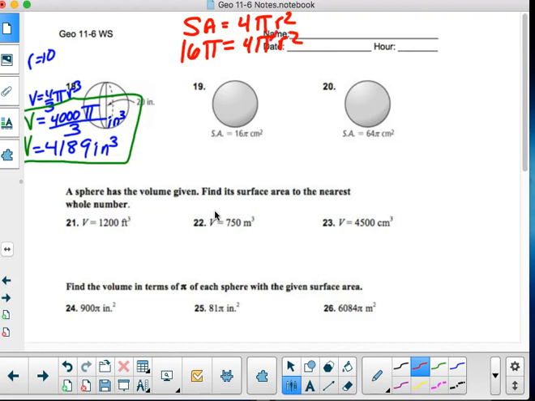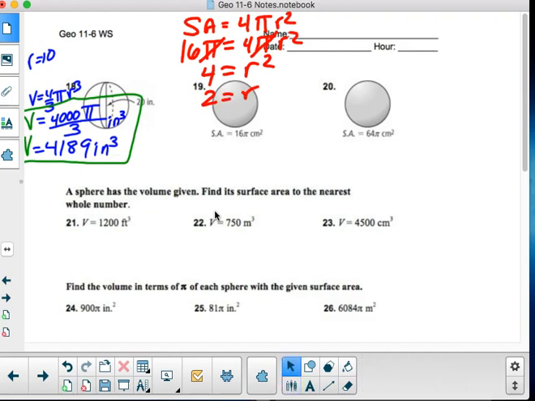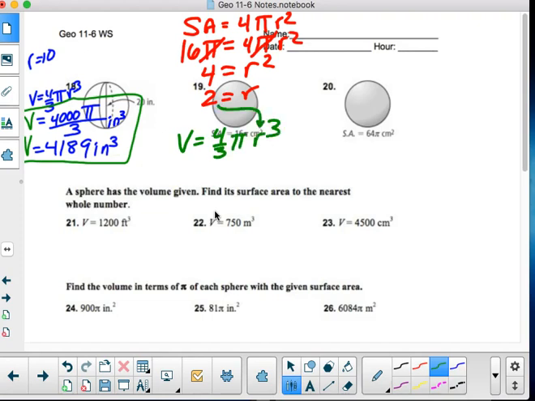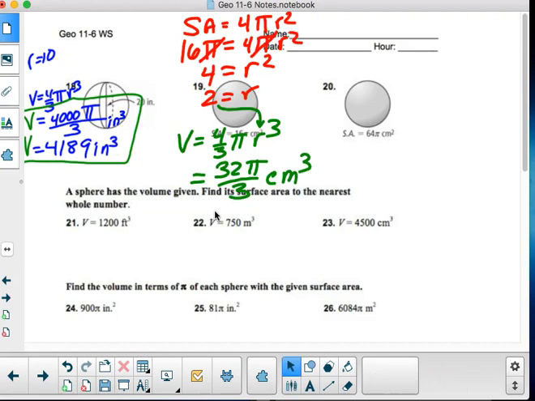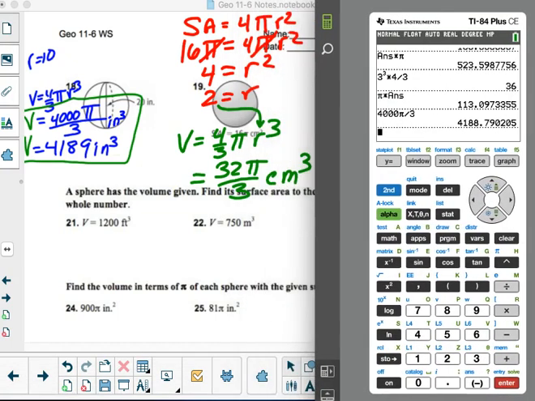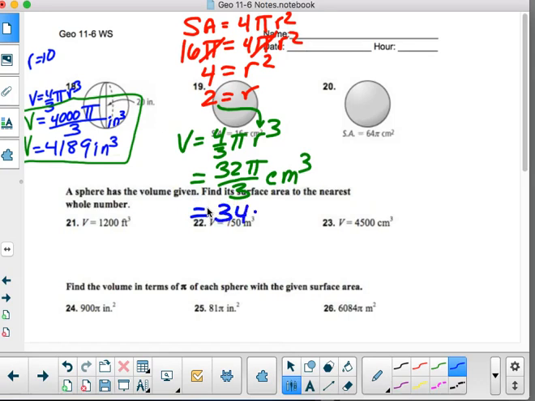So I get to divide by pi, and I also get to divide by 4. 16 divided by 4 is 4. So now I know R is 2. Now I get to use that in volume equals 4/3 pi R cubed, where that becomes 2. Now that's 2 to the third power, which is 8. So I've got 8 times 4, which is 32 pi over 3 centimeters cubed. And now I get to pop that in my calculator. So I've got 32 pi divided by 3, and I hit enter, and I get 33.51, which is rounded up to 34, because I'm supposed to do the nearest units, 34 centimeters cubed.